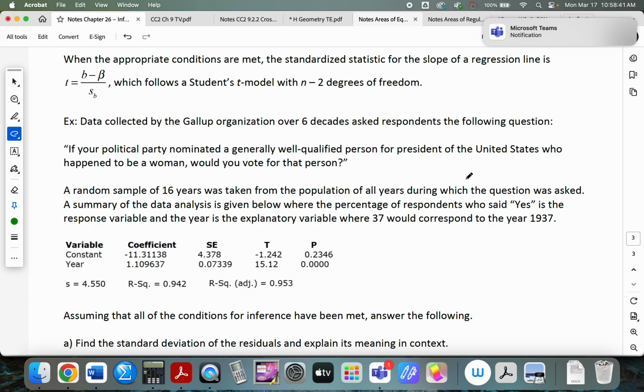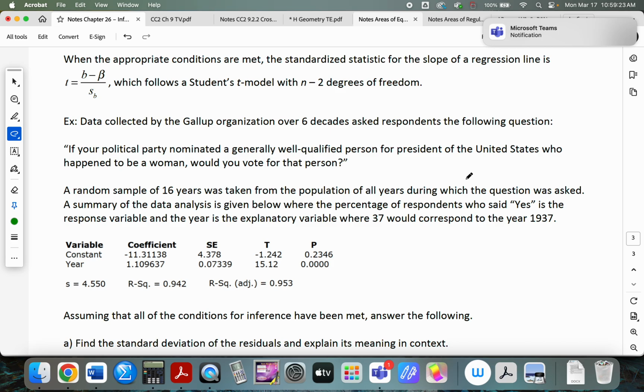Data collected by the Gallup organization over six decades asked respondents the following question: if your political party nominated a generally well-qualified person for President of the United States who happened to be a woman, would you vote for that person? A sample of 16 years was taken from the population of all years during which the question was asked. A summary of the data analysis is given below.